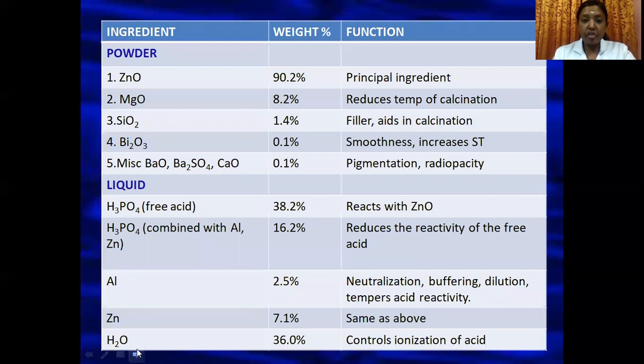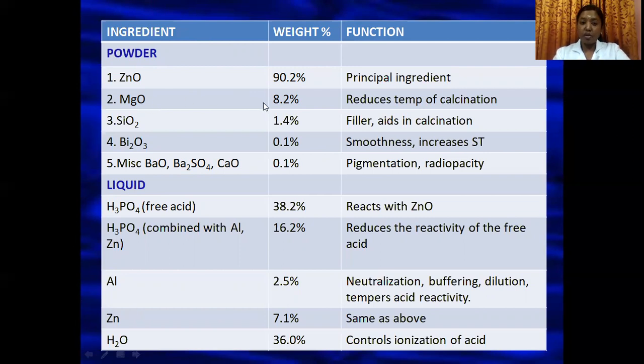Now let us go into detail about the composition of zinc phosphate. Any dental cement, if you learn it under the following headings, it's useful. The first column will be the ingredient, next will be the weight percentage, next will be the function. The main ingredient here, we have the powder and the liquid. The main ingredient in the powder is nothing but your zinc oxide, which is around 90.2%, which is the main ingredient.